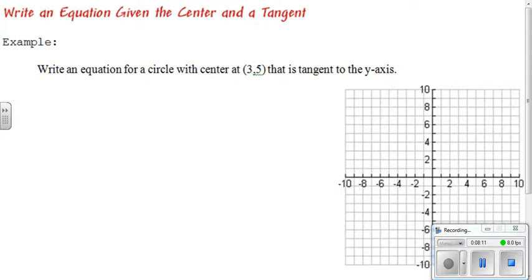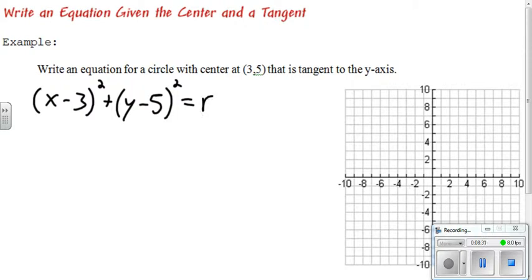So now we need to write an equation for a circle where we know the center and we need to find the tangent. So let's plug in what we already know for sure. (x minus 3) squared plus (y minus 5) squared, and we're just looking for r squared now. Well, let's find exactly where that center is. It's going to be 3 units over and 5 units up.